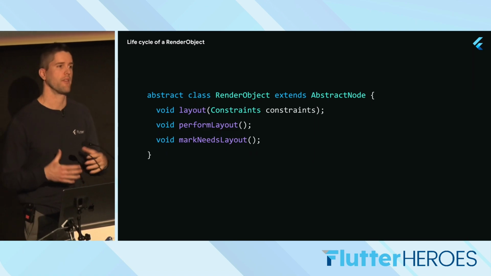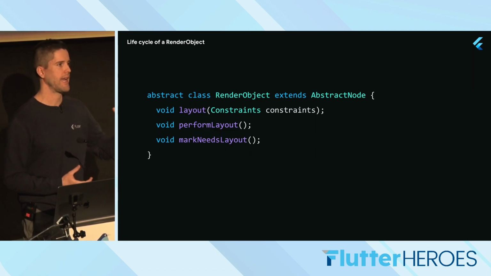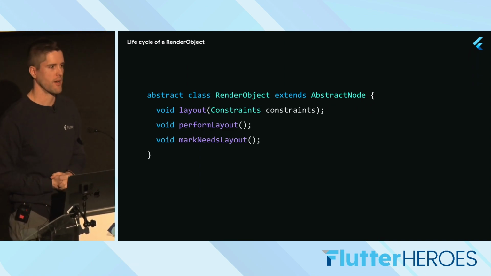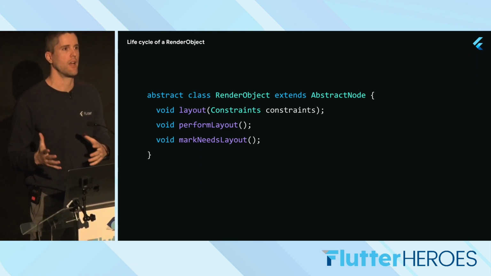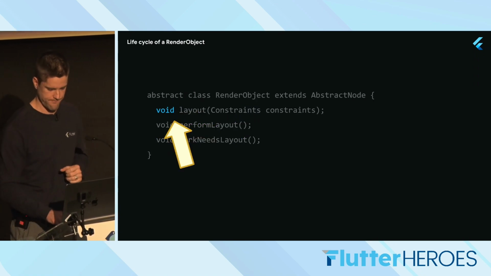And then the final method that brings together all of layout is mark needs layout. This is how we tell the framework, if you are writing a render object, which you needn't ever do, that the given render object is ready to be re-laid out.